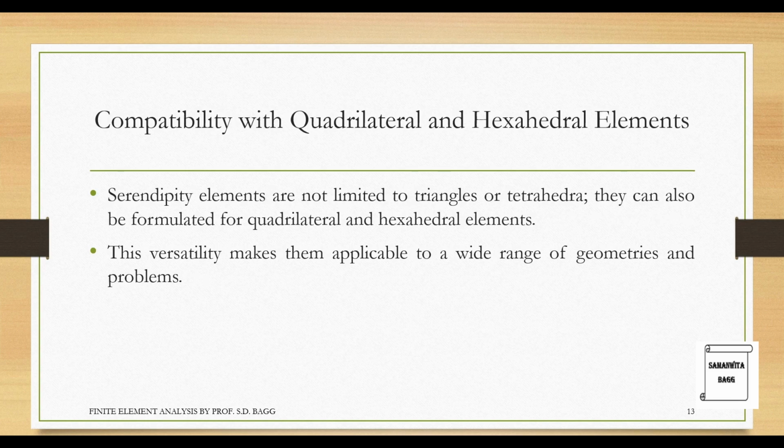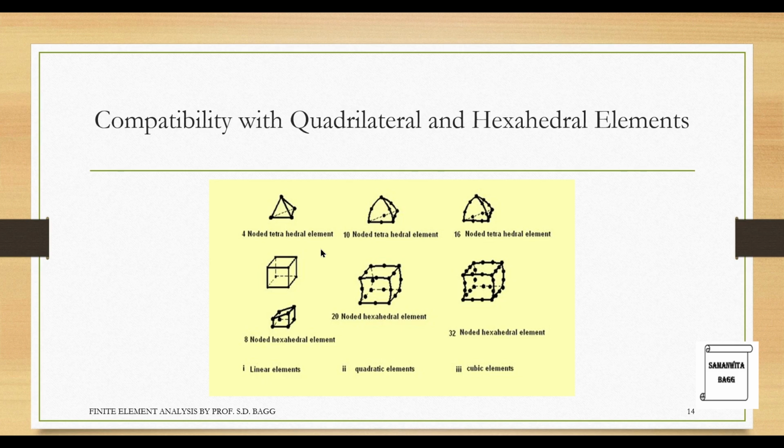Compatibility with quadrilateral and hexahedral elements. Serendipity elements are not limited to triangles or tetrahedra. They can also be formulated for quadrilateral and hexahedral elements. This versatility makes them applicable to a wide range of geometries and problems. So you have just seen a quadrilateral element when I showed you a rectangle. So here you can see hexahedral elements. These are the hexahedral elements where you have another node attached over here at the end. 1, 2, 3, 4. 4 nodes. And apart from that, you will be adding more nodes in between such that you can create a serendipity element.